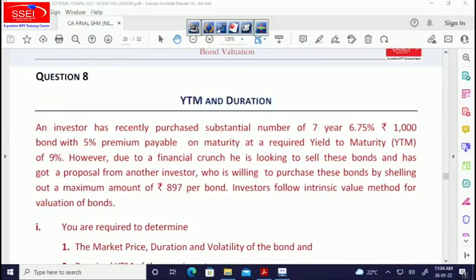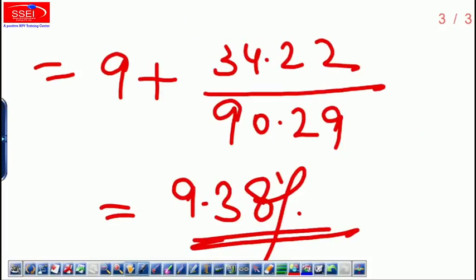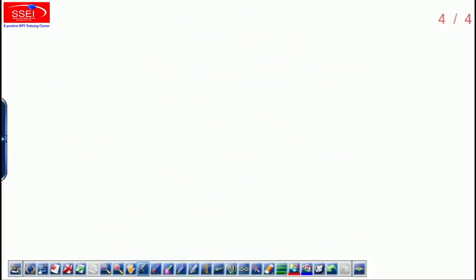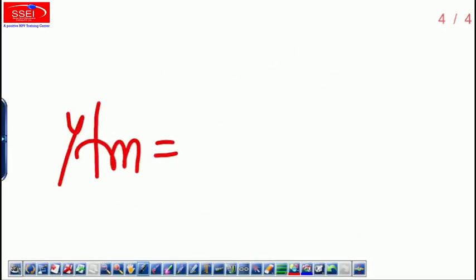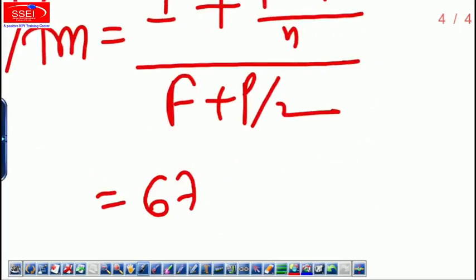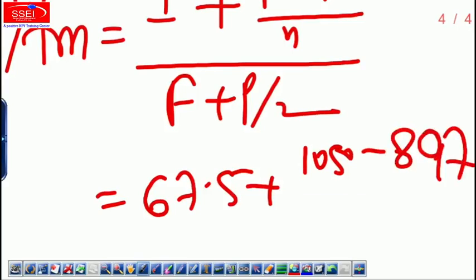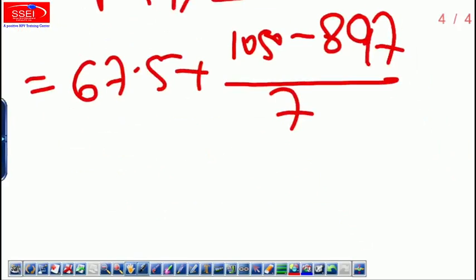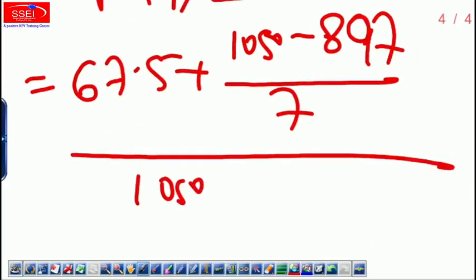Okay, what you learned in this sum was that the Institute is calculating YTM not by the shortcut formula. Actually, let's check the answer that we would have got by the shortcut formula. The shortcut formula that I have taught you in class is YTM equal to I plus (F minus P) by N, divided by (F plus P) by 2. So what is I? I is 67.5. F is 1050, minus 897, by N, 7, divided by (1050 plus 897) by 2.